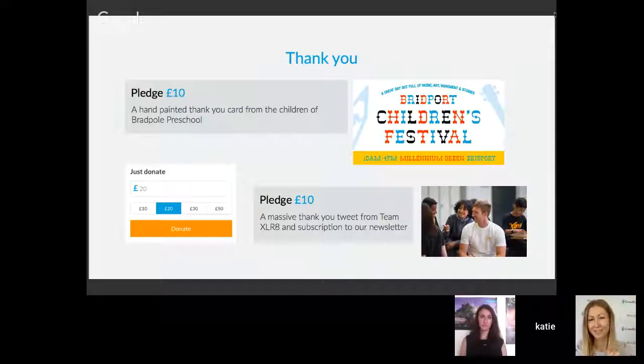So we see there for Bridport Children's Festival that they got the kids to do a load of hand-painted cards, which is quite sweet and quite nice, something you can stick on the fridge at home. And we see people, again, being very creative with their thank yous throughout.